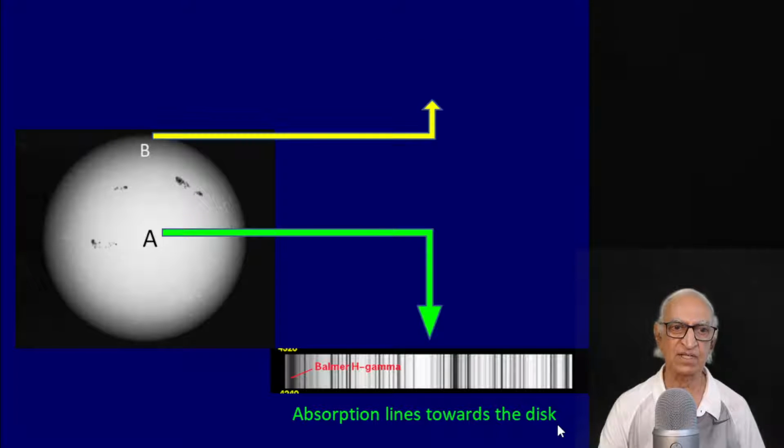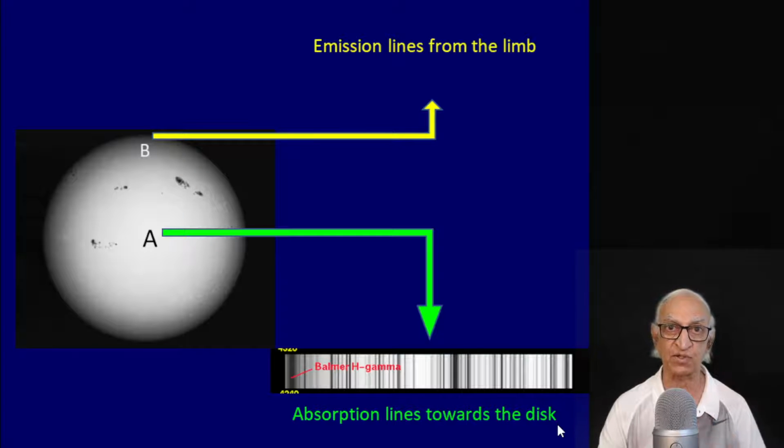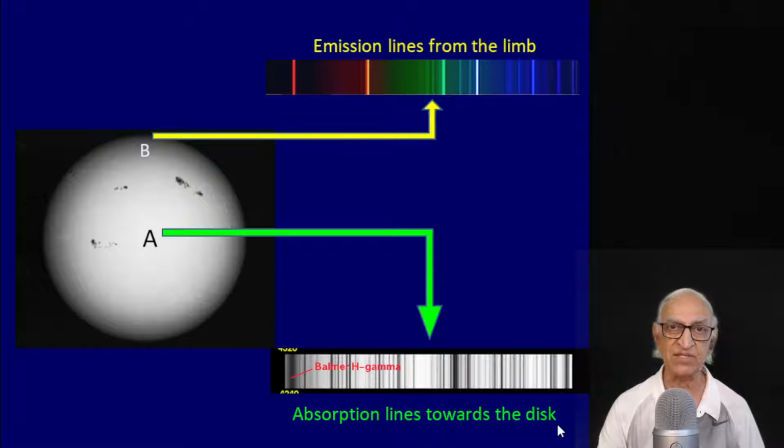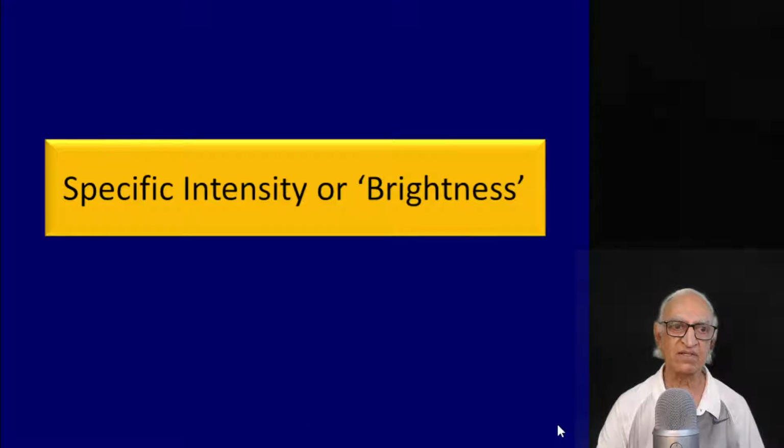Whereas, when one looks at the limb of the sun, for example, the chromosphere just before a total solar eclipse, one sees emission lines. Why is this so? This is what we are going to try to understand using the basic equation of radiative transfer. First, let us introduce the notion of specific intensity or brightness. This is a rather important concept, and you must pay attention to the units and dimensions of the various quantities that I shall introduce.